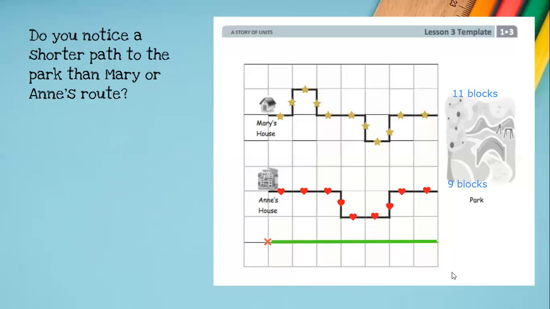Let's count. So we've got 1, 2, 3, 4, 5, 6, 7. So the path that we just made is only 7 blocks to the park. Is that longer or shorter than both Ann and Mary's path? I think that's shorter. Yeah, it's shorter because we know 7 is less than 9, and it's also less than 11. So creating a path that goes straight there without any turns is going to give you a quicker or shorter route.